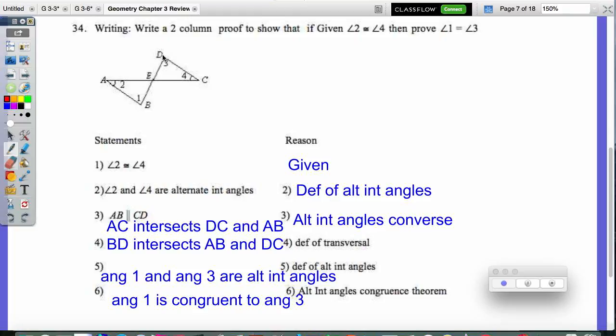So basically I have 2 parallel lines and they're cut in 2 different spaces by 2 different transversals. The transversal AC is the one that created the congruent angles 2 and 4. The transversal BD is the one that's going to create angles 1 and 3. And we can see there that 1 and 3 are alternate interior angles. So because we've proven that the lines are parallel, and we showed that 1 and 3 are alternate interior angles, angle 1 is congruent to angle 3 by the alternate interior angles congruence theorem.